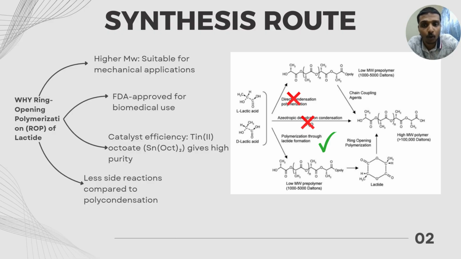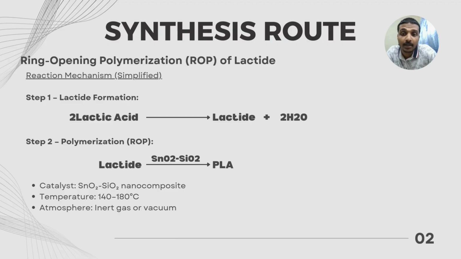As for why ring opening polymerization, it is because of high molecular weight suitable for mechanical application, Food and Drug Administration of USA approval for biomedical use, and catalysis efficiency. The catalyst we are using is tin octoate, which gives high purity and a slight reaction advantage compared to polycondensation, which is the first method. Here is the simplified reaction mechanism of ring opening polymerization of lactide.